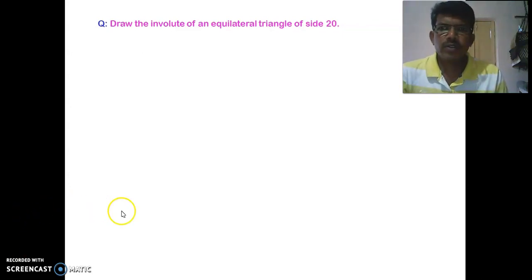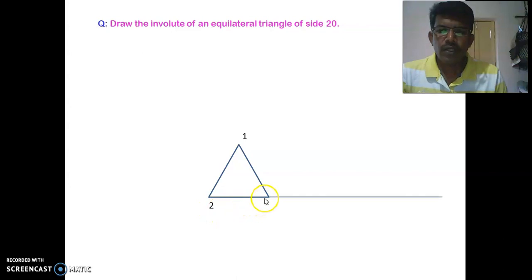First of all, you should draw a triangle with 20 mm sides. This is the triangle, and you name its vertices 1, 2, and 3. Next, draw a line at the base that represents the length of the string unwound from the geometrical shape, the triangle, with a length of 3 times the side, which is nothing but the perimeter of the triangle.